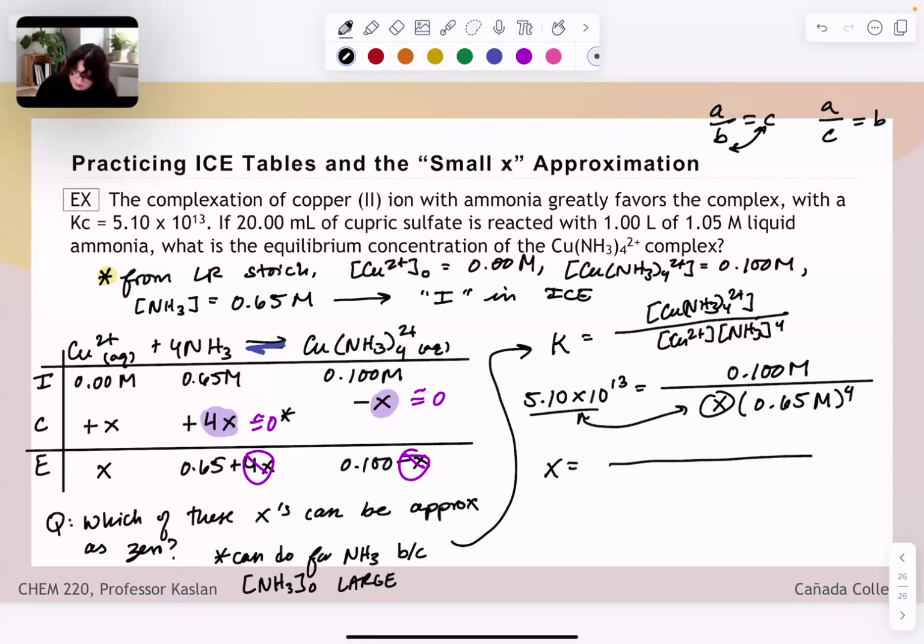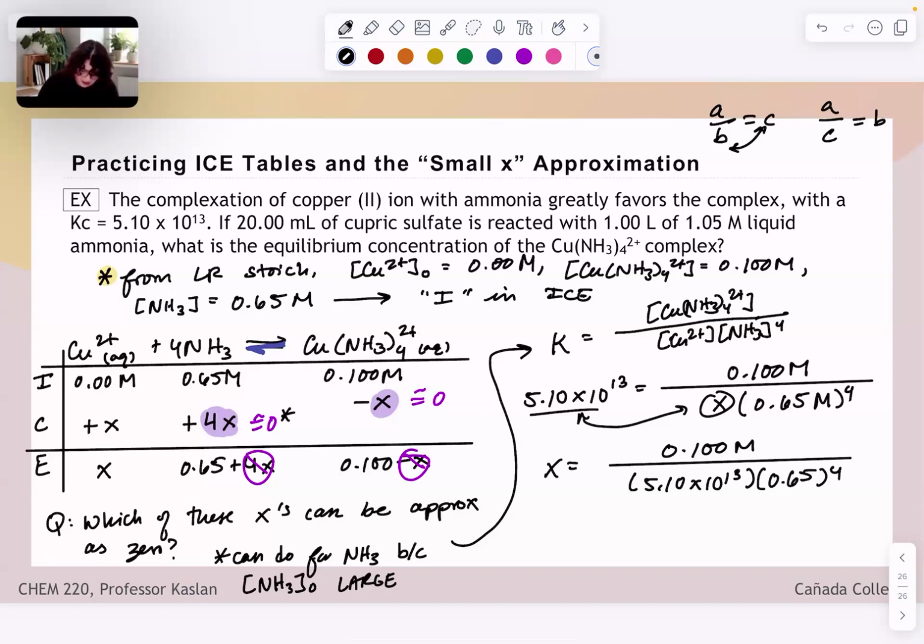So I've got x is equal to 0.100 molar over 5.10 times 10 to the 13 times 0.65 to the 4th. So let's figure out that denominator. So 5.1 times 10 to the 13 times 0.65 to the 4th. And then I am going to take my 0.1 and divide that value into that. So I get x is equal to 1.098. So I'm going to call that 1.10 with sig figs times 10 to the negative 14 molar.